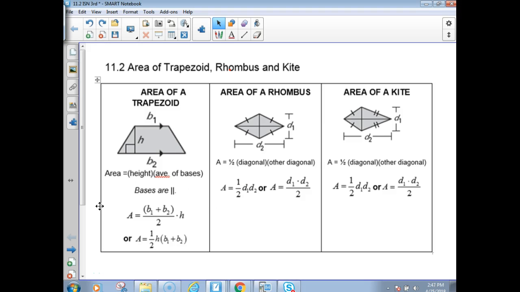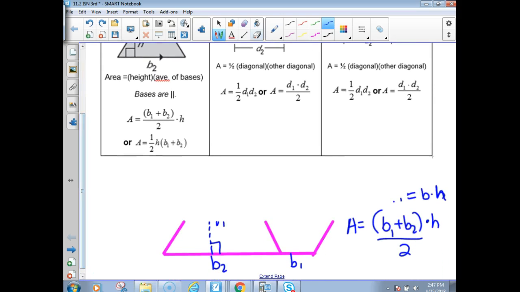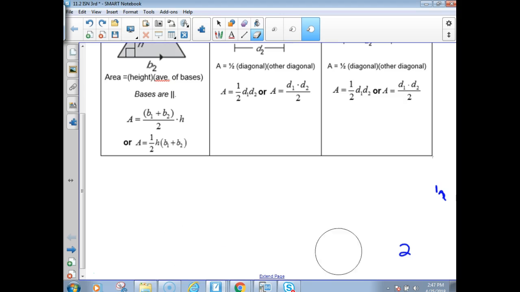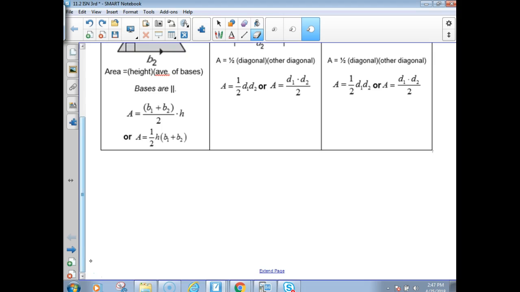Yesterday we did area of rectangles, parallelograms, and triangles. Today we're going to add on 3 more shapes: area of a trapezoid, area of a rhombus, and area of a kite. I'm going to show you for a moment where the formula for trapezoid came from. I'm just going to do that one today.